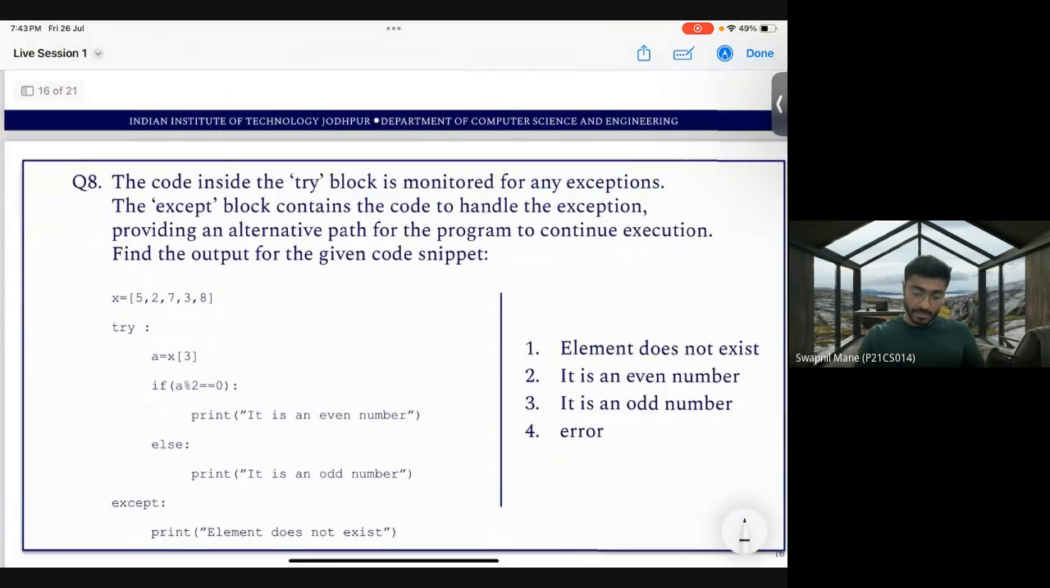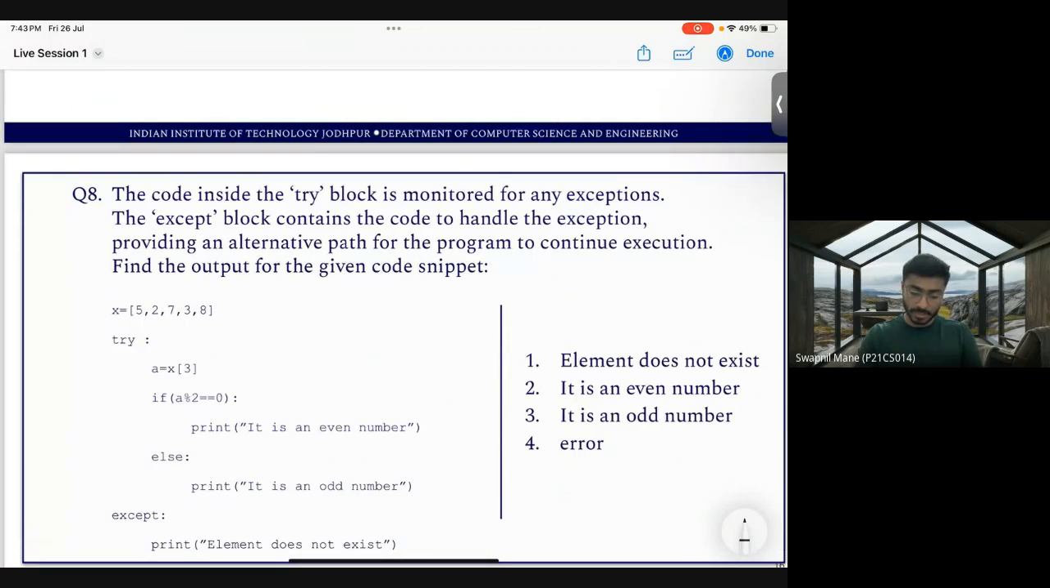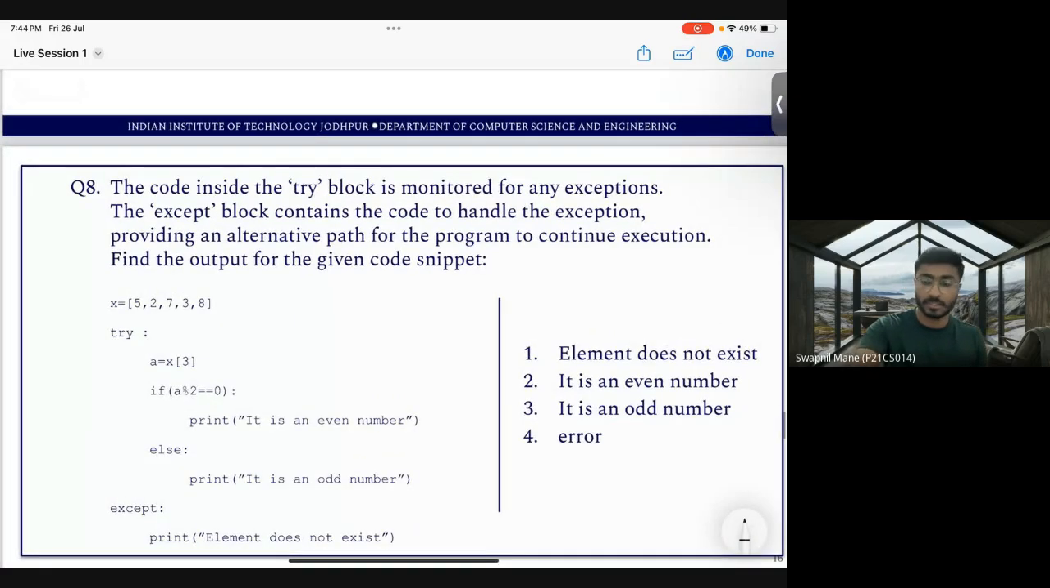Okay, let's have a look at another question, and one code. Let's go through this question's code, and please let me know what the answer is. The code inside the try block is monitored for any exceptions. The except block contains the code to handle the exception, providing an alternative path for the program to continue execution. Find the output of the given code snippet.